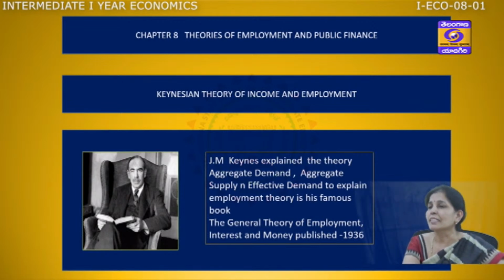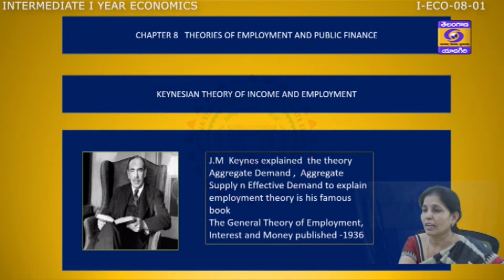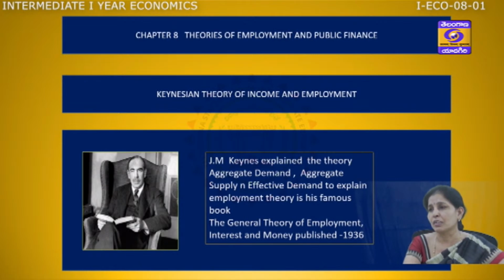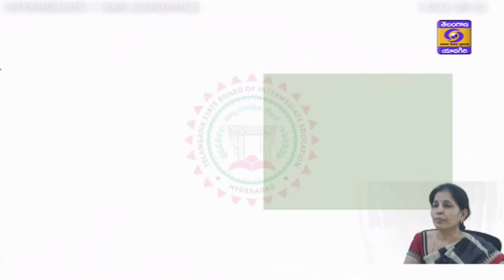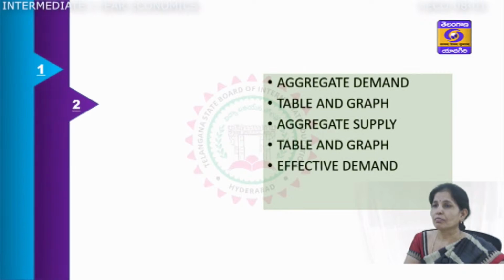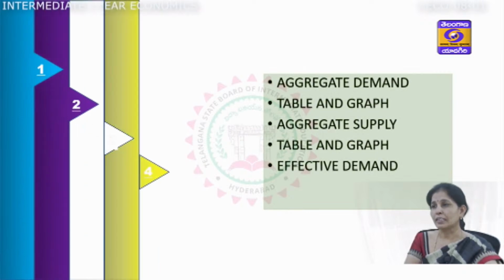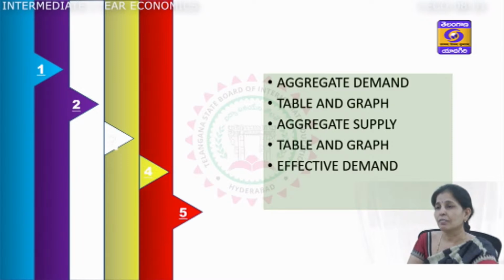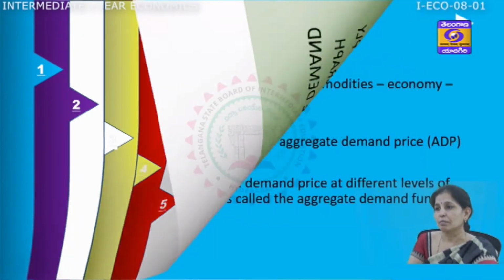John Maynard Keynes has explained this theory with the help of three important concepts: aggregate demand, aggregate supply, and effective demand. What exactly is aggregate demand? What is aggregate supply? And what is effective demand? We have it in the coming slides. We have a slide that explains aggregate demand, a slide with the table and the graph for aggregate demand, and the same for aggregate supply and effective demand.